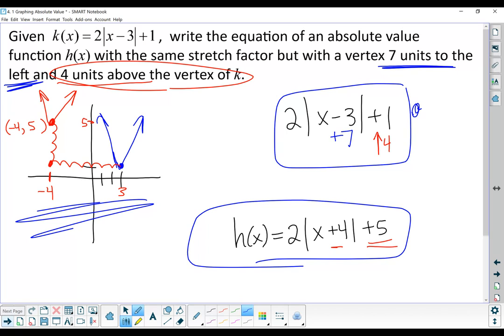Okay, so that's it for graphing absolute value functions. We've got several other different types of graphs we'll work with this unit.